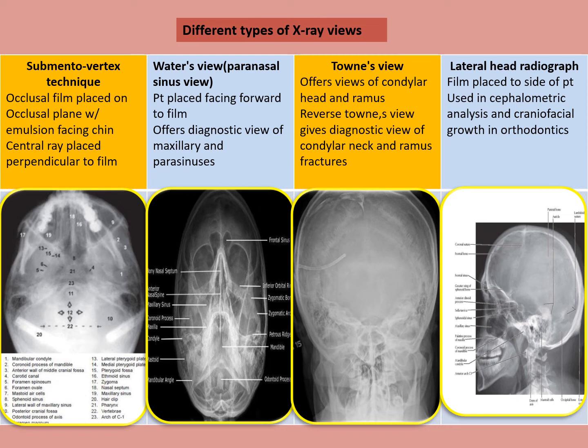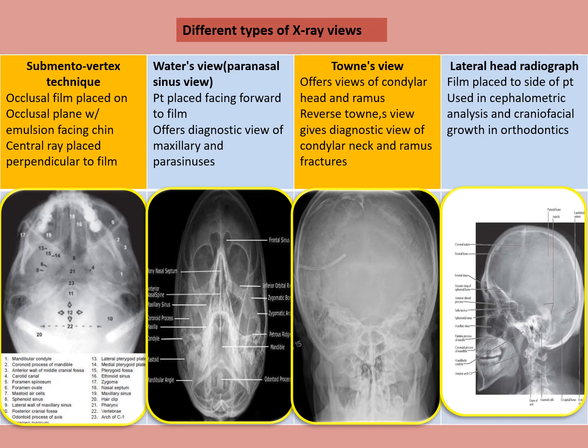There is one view called a jug handle view. It's a modification of the submental vertex where exposure is reduced to a third so the zygomatic arches stand out to view zygomatic fracture. Now this is the Waters view, as we can see, mainly for the sinus, the paranasal sinuses, when the patient is placed facing forward to the film and the chin is angled superiorly against the film. The central ray is directed perpendicular to the film.